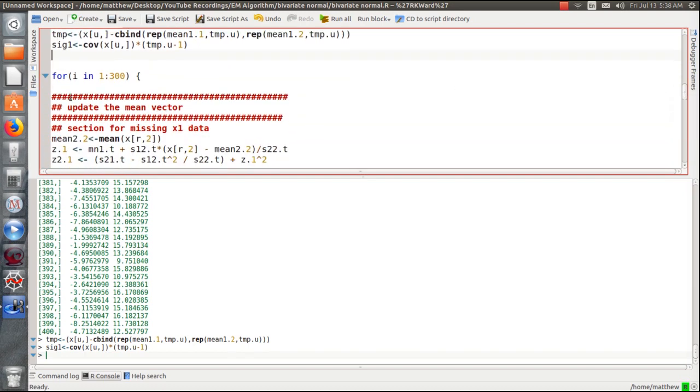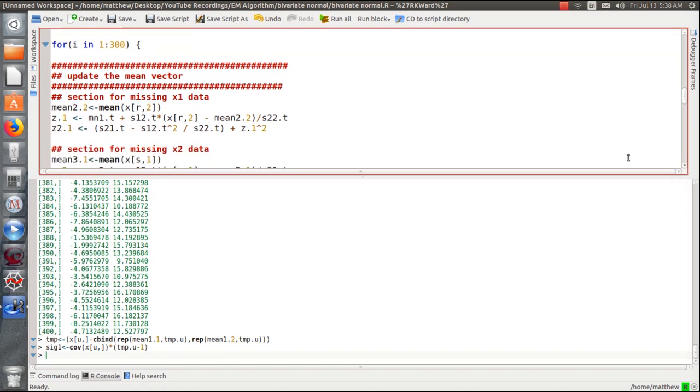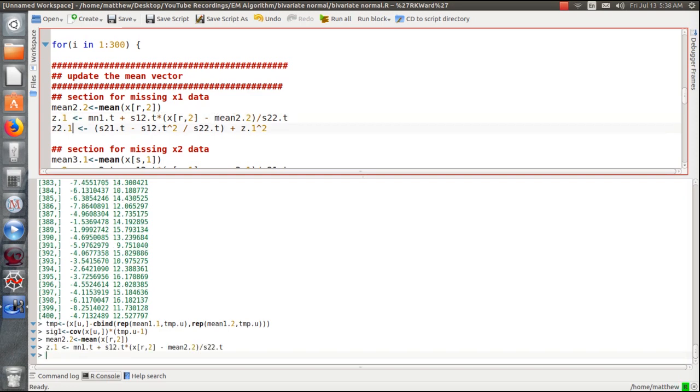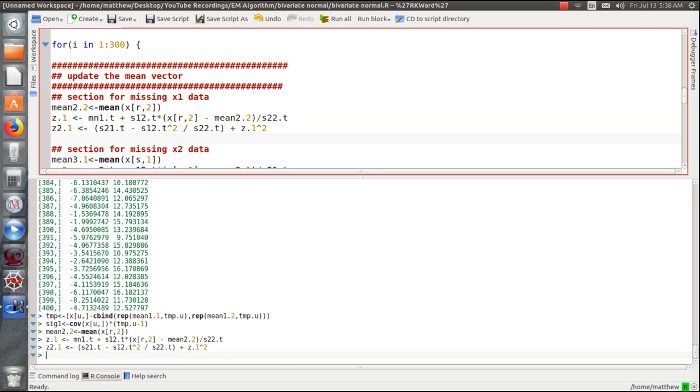Now we're going to the EM algorithm, we're going to repeat it 300 times, and then we're going to first work on the mean vectors here. And so this is section 2 where x1 is missing. So we know the mean for the second component in section 2, so let's put it there. And then this is the z, the expected value and the expected value squared. That's what this is equal to, and we're going to replace the unknowns with these components.